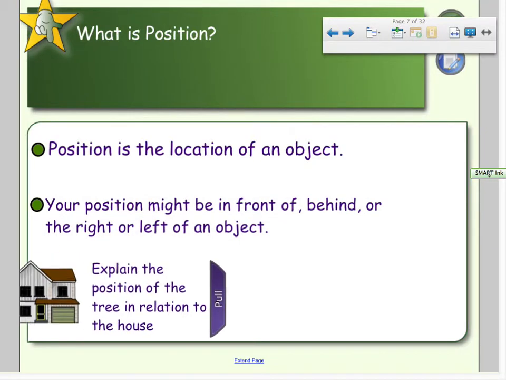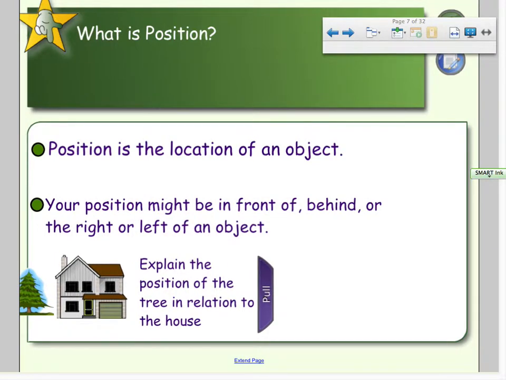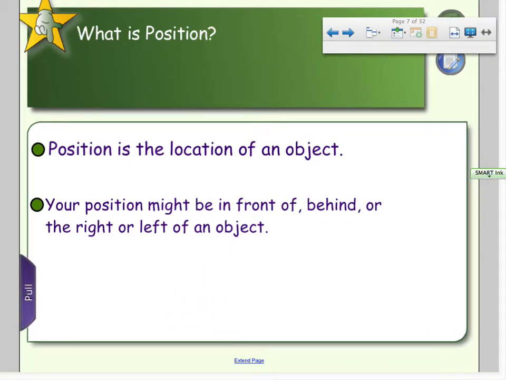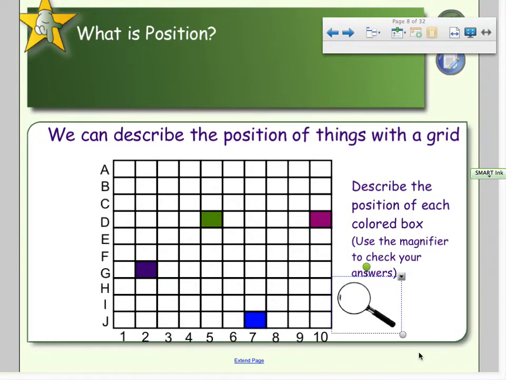So in using words to describe location or relationship, where is the tree in relation to the house if you are facing the house? To the left. If you're looking away from the house, it would be to the right. So it's important that we are able to describe the position of something so that we can move on with Newton's law of motion, because motion changes if a position changes.